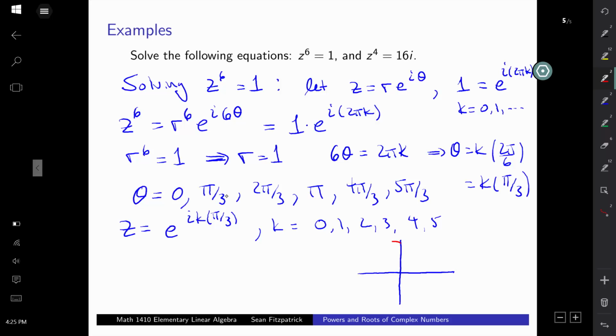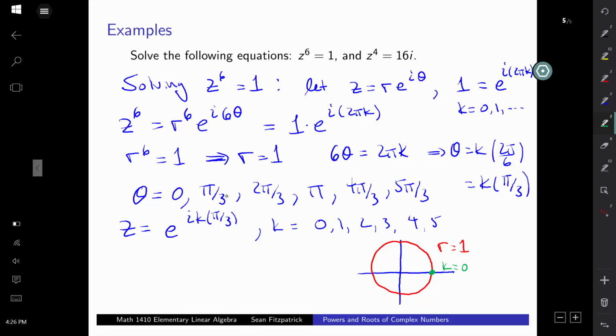If you plot these points, all of them live on a circle of radius 1, so they all live on the unit circle, and they all just correspond to these different values of the angle. So one of the points is over here. That's the first root when k is equal to 0. So if k is equal to 0, I just get z equals 1. That's one of my solutions.